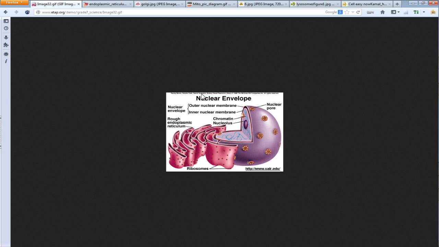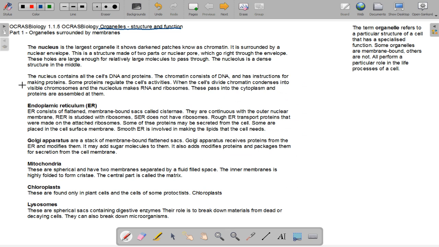So now we'll just look back at the notes, and it's the largest organelle, so it shows darkened patches known as chromatin. It is surrounded by a nuclear envelope, and it's a structure made of two parts, with nuclear pores, which go right through the envelope. They are large enough for relatively large molecules to pass through, and the nucleolus is the dense structure in the middle. The nucleolus contains all the cell's DNA and proteins.